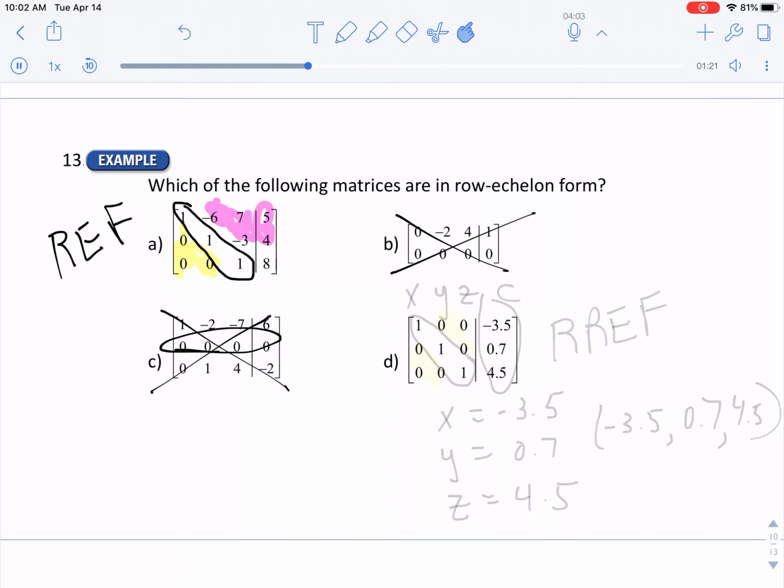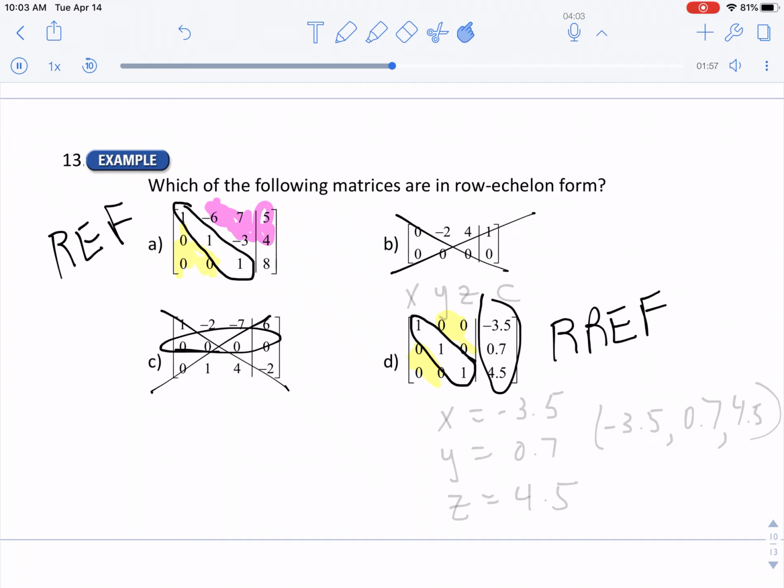Now let's look at D. D, we have a diagonal of ones. That's good. Below it, we have all zeros. So it could be in row echelon form. But notice above the diagonals, we also have all zeros. So this is in something even more simplified. It's called reduced row echelon form. And then notice that the last column is not zeros. It could be, but it's usually not. So this is reduced row echelon form.